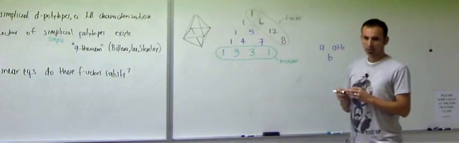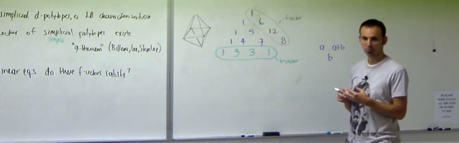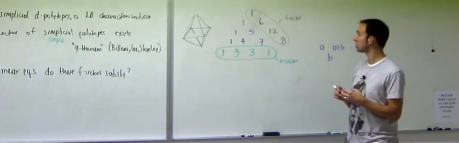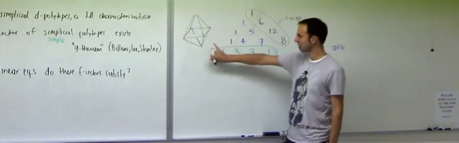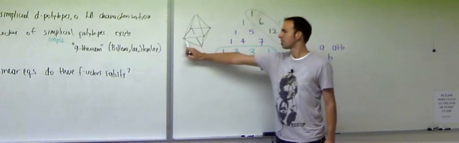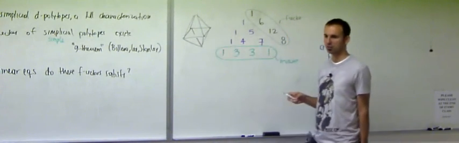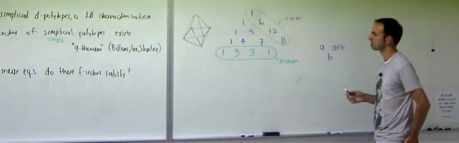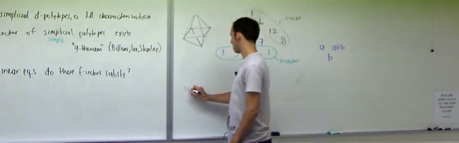Let's do this for another simple 3-dimensional polytope. Simplicial, sorry. We want simplicial, not simple. I think I said simple, but this guy is not simple, right? Because these vertices have degree 4, but it's simplicial because every facet is a triangle. So let's do this for the icosahedron now.